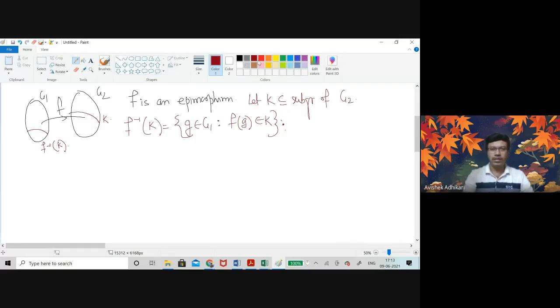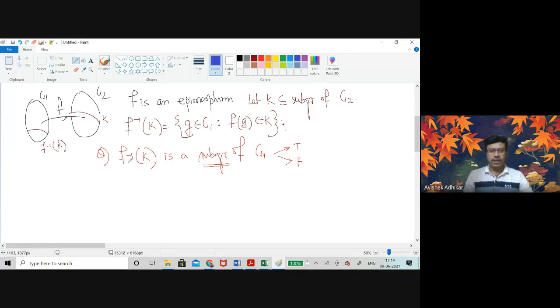I ask a question: F inverse K is a subgroup of G1. True or false? What do you think? There is no doubt that F inverse K is a subset of G1. I am asking whether F inverse K is a subgroup of G1 or not. Any guess? How many of you think that it is true? Okay, let us try a direct proof.